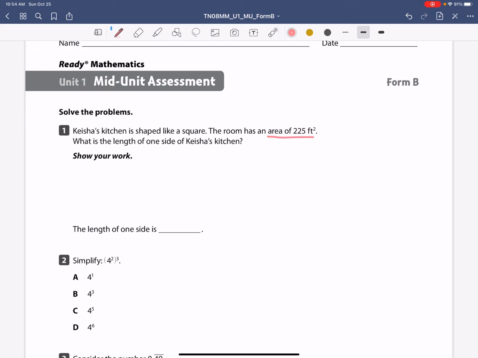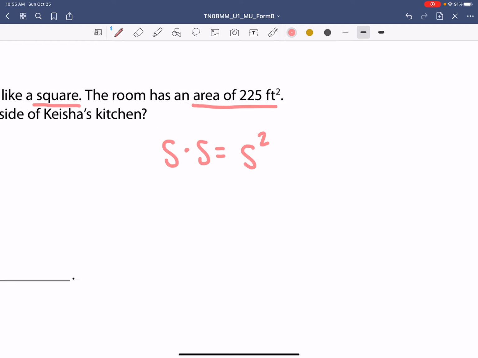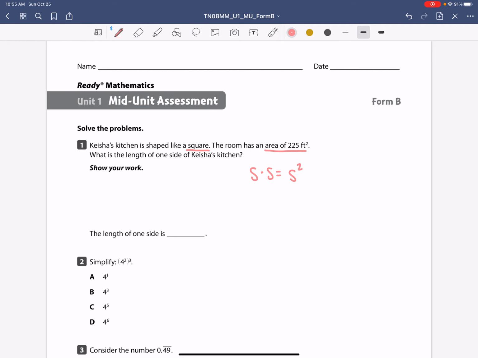So you have to know the area of a square is equal to length times width, and the length and the width are exactly equal to each other. So the area of a square is equal to side times side, which is equal to side squared. So we know that the area is side squared, which is also equal to 225.